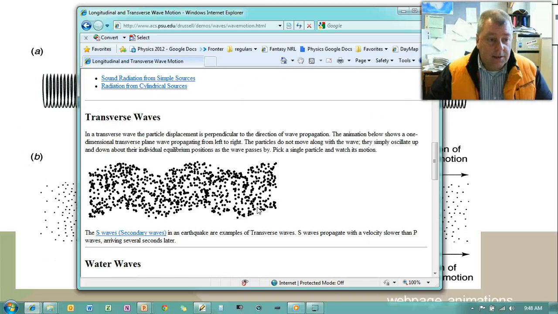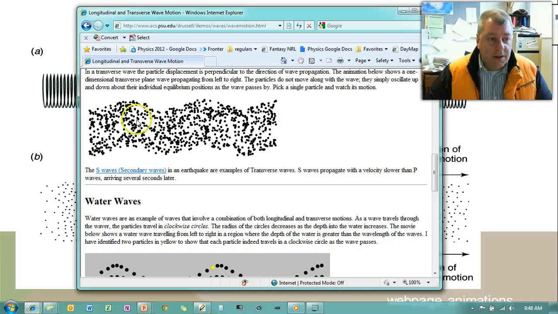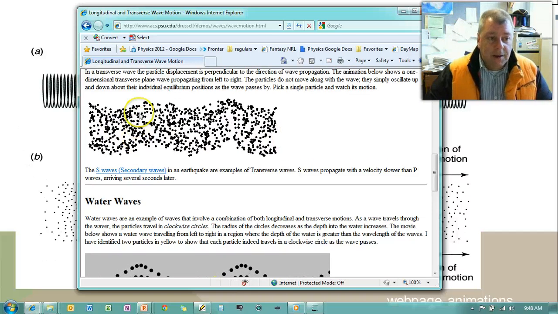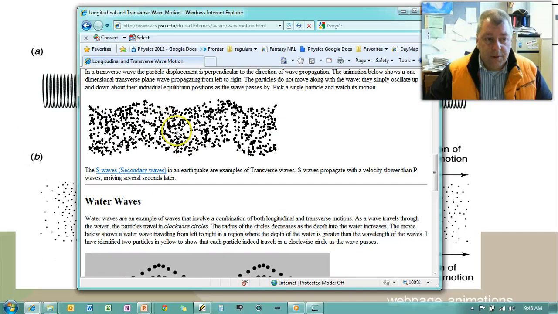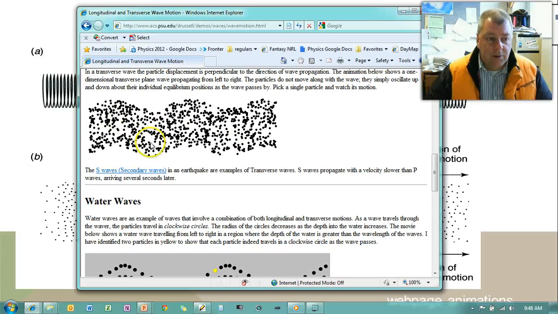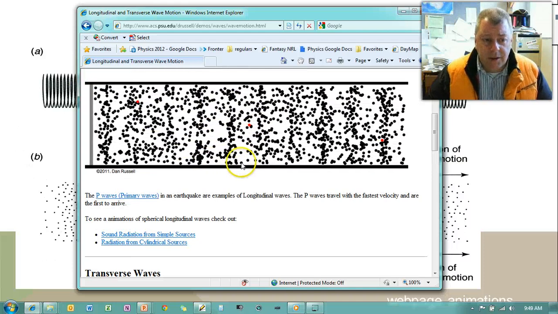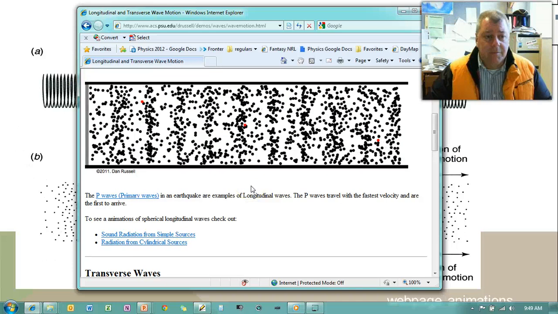Now if we move down to a transverse wave, here's the wave being transmitted, but the particles are just moving perpendicular to the motion, backwards and forwards, backwards and forwards. Hopefully we can see that. This is the more common understanding of waves; the longitudinal waves take a little bit longer to get your head around what's actually happening.